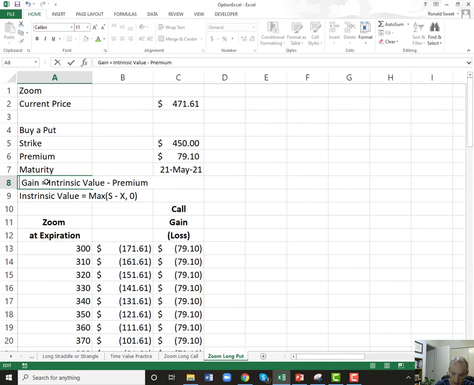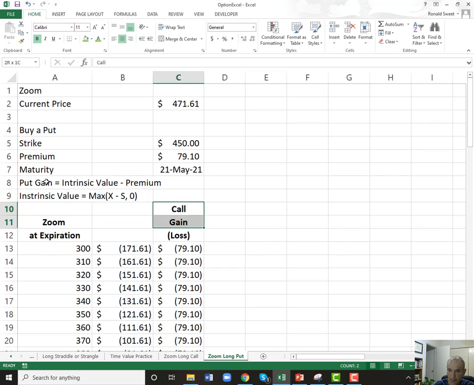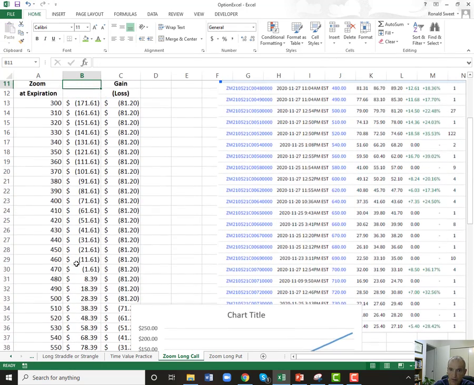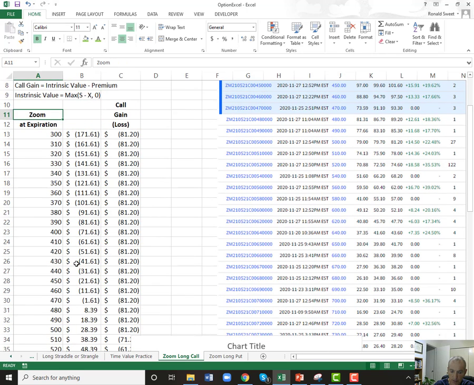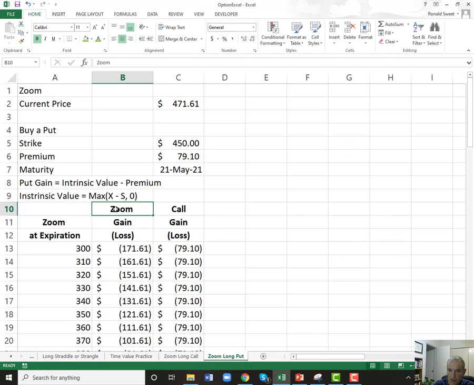Now a put gain is the same as the call gain. It's the intrinsic value minus the premium. The intrinsic value, though, for a put is not S minus X, but it's X minus S. So here's the gain or loss on Zoom. For the call and Zoom, it's going to be the same. So that doesn't change. So here we'll do the put, and for the put we'll do equal max.